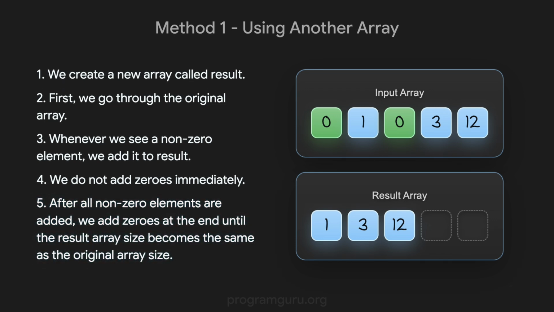So now we fill the remaining places with zeros. Now the final result array is 1, 3, 12, 0, 0. So the main idea is simple. First, copy all non-zero elements, then fill the remaining places with zeros.